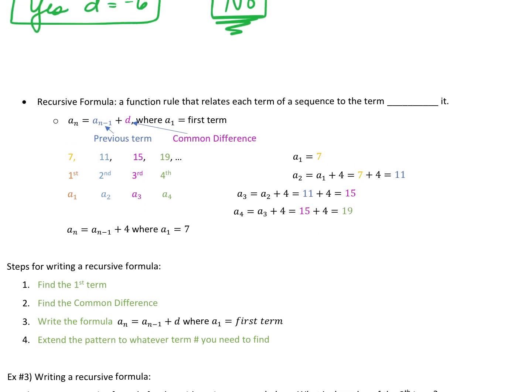Okay, so a recursive formula. This is a function rule that relates each term of a sequence, so each number in our sequence, to the term before it. So you have to know the term before it to be able to find the next term. So here's how these get written. Don't box that. This is more the general setup for it. So it's going to be your A sub n.